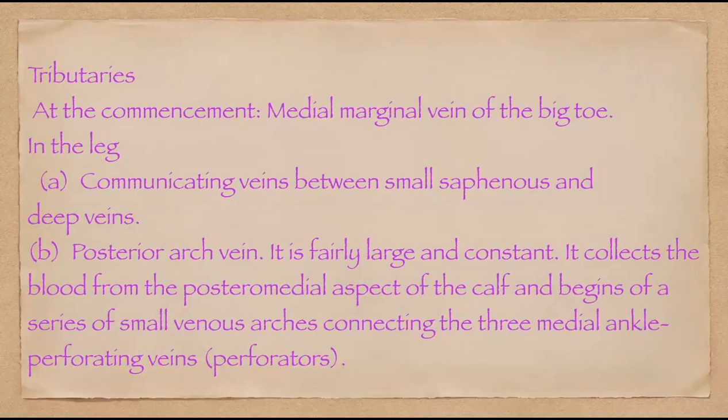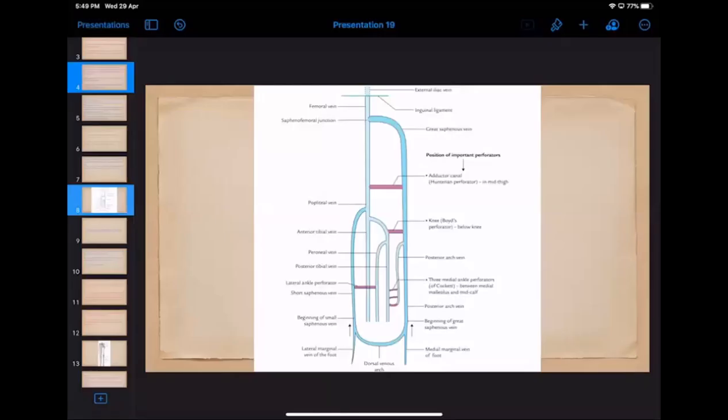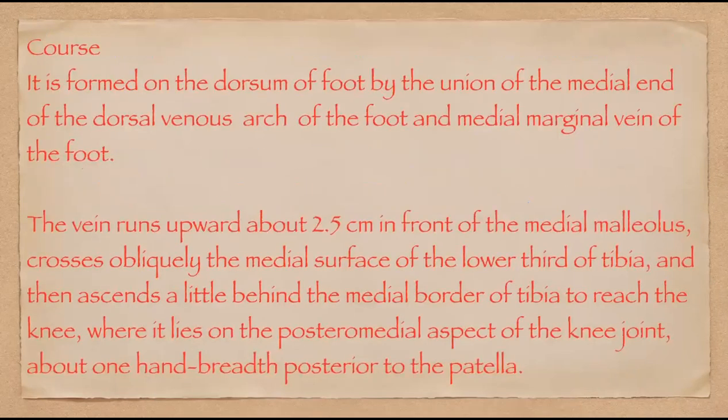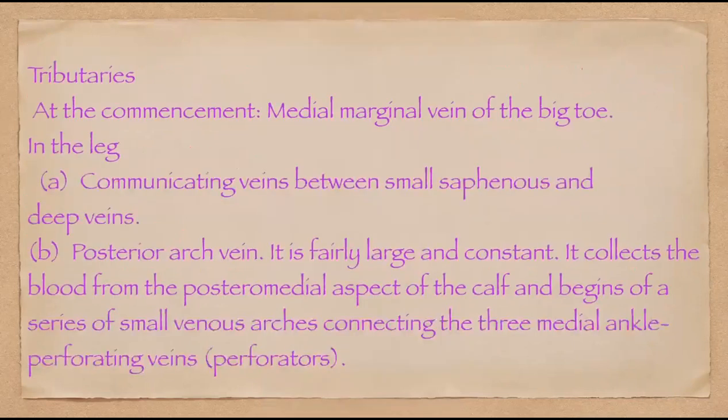And in the previous diagram, we have seen the three ankle perforators, right? Medial ankle perforators of Cockett, okay? Medial malleolus and between medial malleolus and medial calf, right? So these are posterior arch vein.